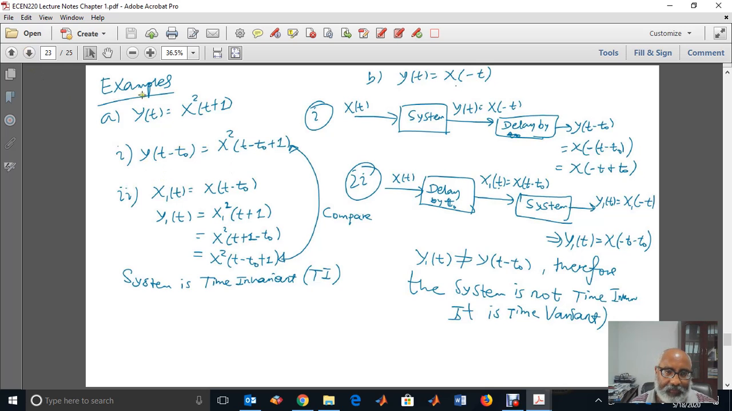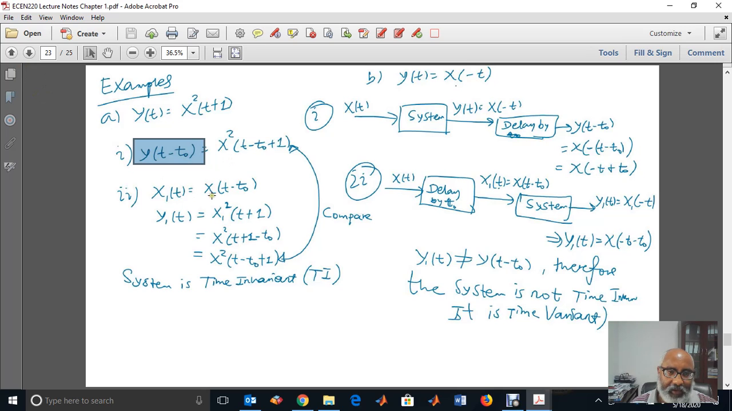Let's do an example. Let's say y of t is x squared of t plus 1. So is this system time invariant? Let's prove it. First, the input passes through the system, and then we delay the output by t naught. So when we delay it, y of t minus t naught will be x squared of t minus t naught, plus 1. And this is the first step of the proof.